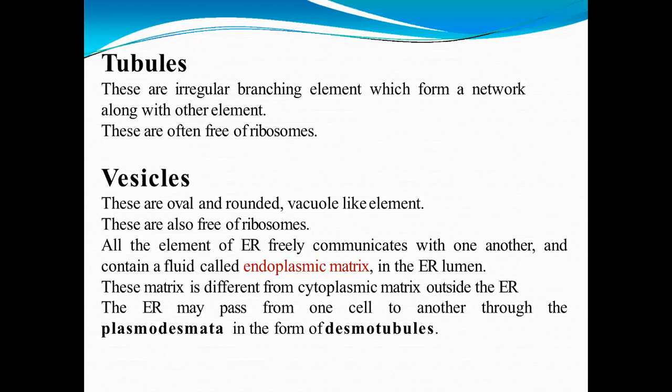All the elements of endoplasmic reticulum freely communicate with one another to perform different functions and contain a specific type of fluid known as endoplasmic matrix. This matrix is different from the cytoplasmic matrix, as the cytoplasmic matrix has different compositions and chemicals. The fluid present inside the endoplasmic reticulum has different chemicals and composition. The endoplasmic reticulum may pass from one cell to another through the plasmodesmata in the form of desmotubules.